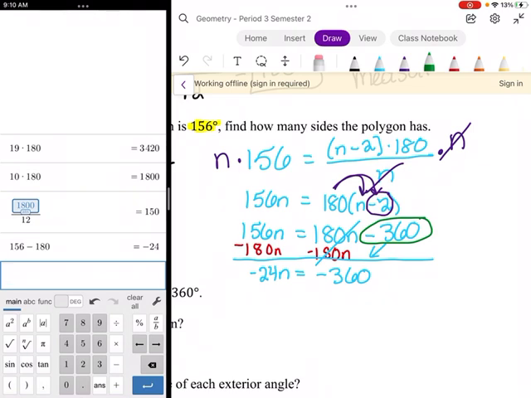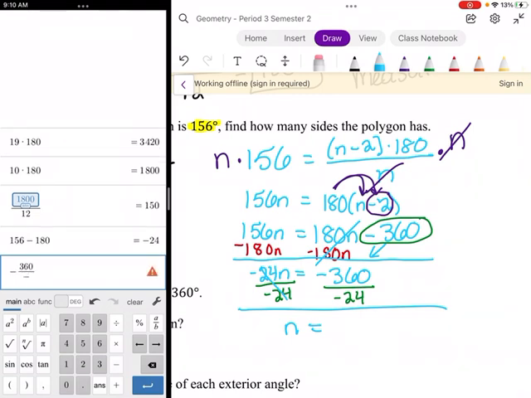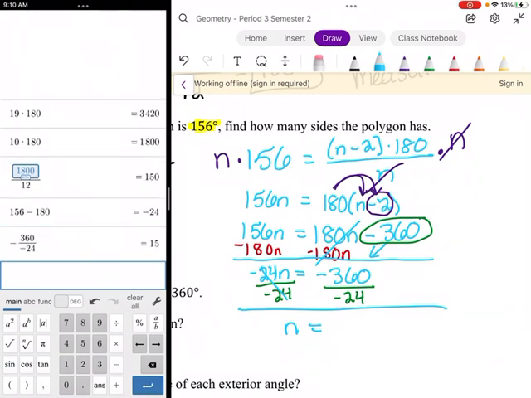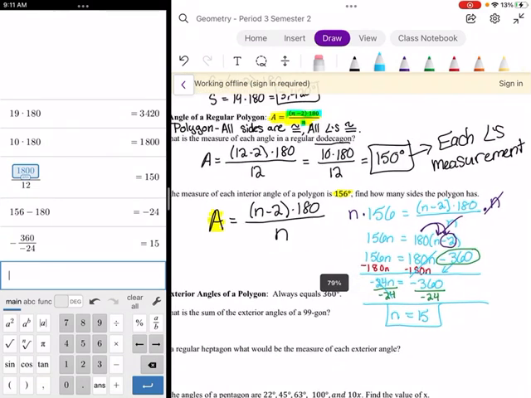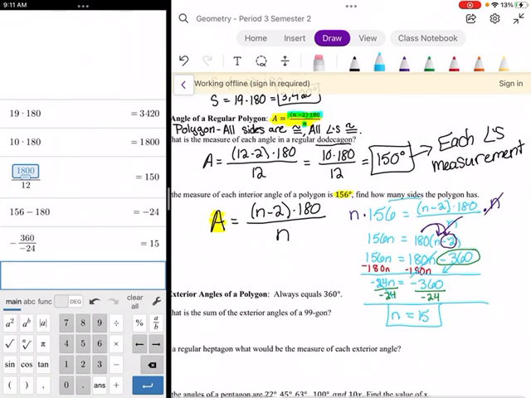So then our last step is to get rid of this negative 24 in front of the n. We're going to do that by dividing. So we're going to get n equals negative 360 divided by negative 24. And that's going to be positive 15. And that makes sense to get a positive number because we're looking for the number of sides. So for this one, it's going to have 15 sides for our answer.